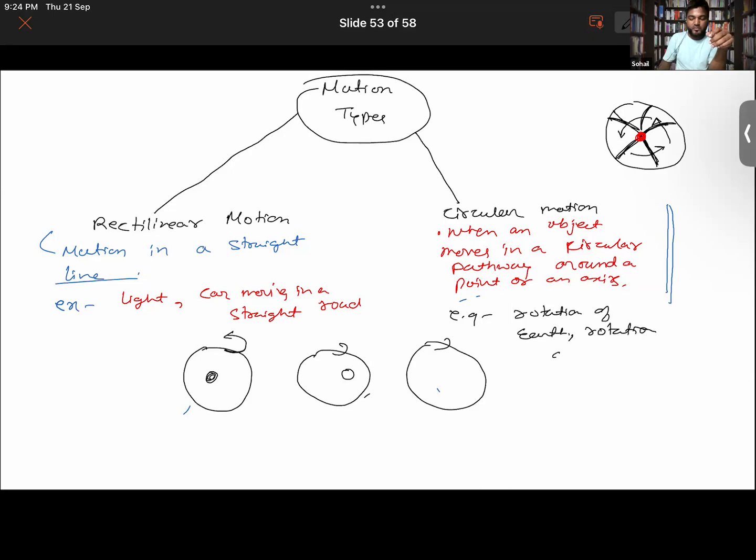Sir, was the storm always present on the sun? It's always present on the sun.